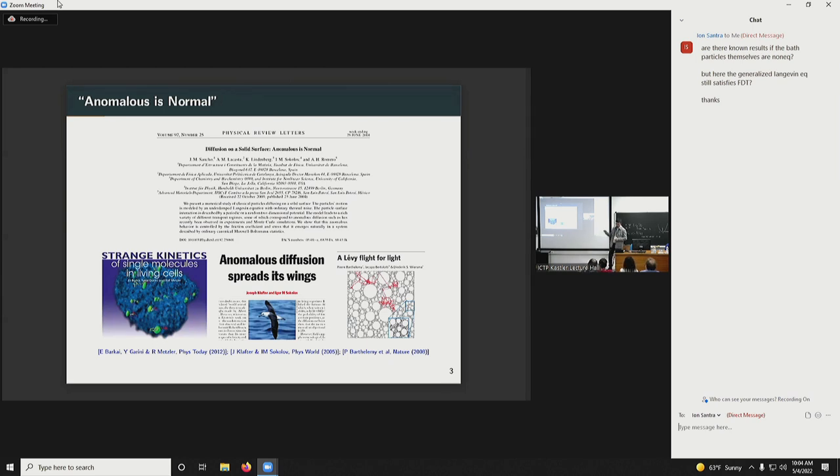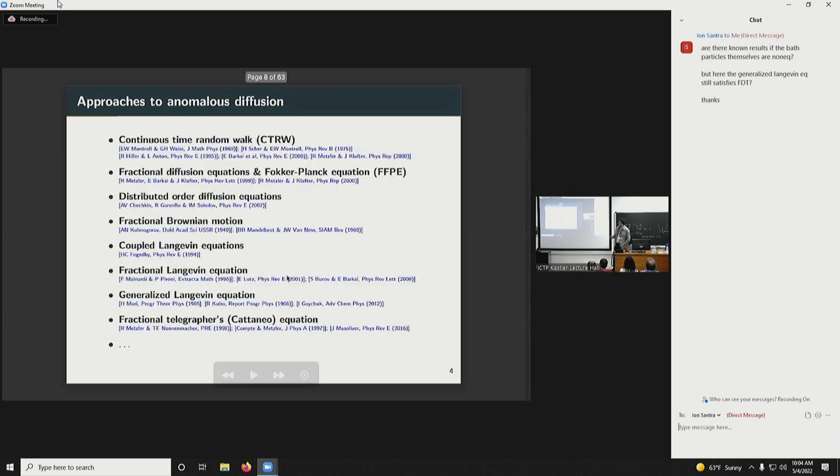So the scholars working in this field used to say that anomalous is normal, like non-Markovian processes are not an exception, but a rule. So anomalous diffusion is really a normal process. There are different approaches to anomalous diffusion, and I will talk about some of these approaches. For example, continuous time random walk, and also the generalized Langevin equation and the fractional Langevin equation.